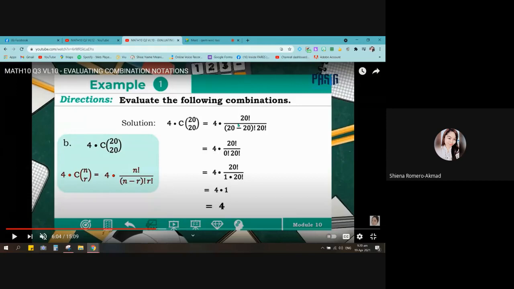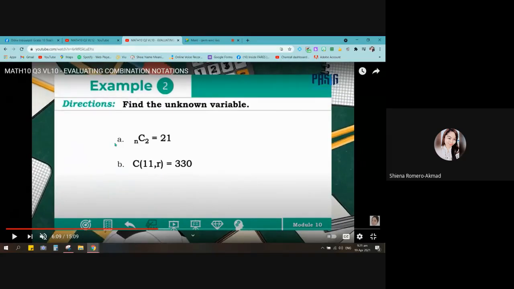So yun yung mapapansin nyo kapag pareho yung n tsaka yung r. 1 na lang yung magiging answer. And for example, combination of 6 taken 6 at a time, that would be 1 also. Because the n and r is the same.